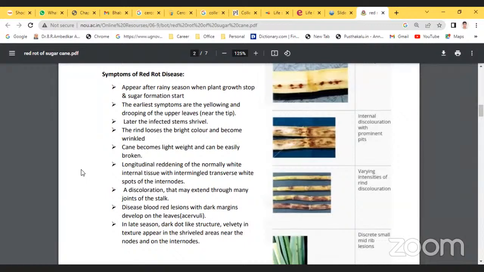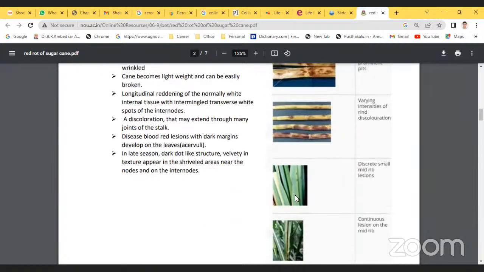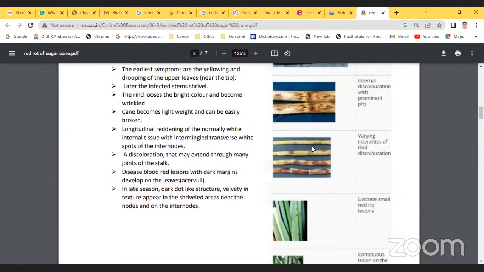Already I told you, generally a healthy sugarcane is long, for example 10 meters, 5 meters, or 3 meters, depending upon the variety. When a healthy sugarcane is cut, it weighs like 250 grams, 300 grams, 400 grams. But when attacked with this disease, it is lightweight and can be easily broken. Just observe the third one, this part.